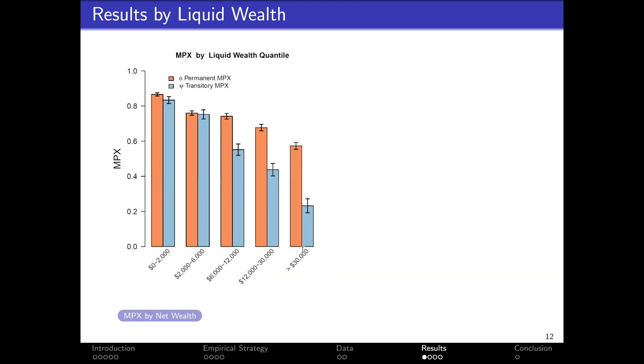The group on the right are the 20% of Danish households with the most liquid wealth, and so they all have more than $30,000 of liquid wealth. And you can see here that their response to permanent shocks is to spend about 60 cents out of every dollar of permanent shock, and their response to transitory shocks about 25 cents in every dollar.